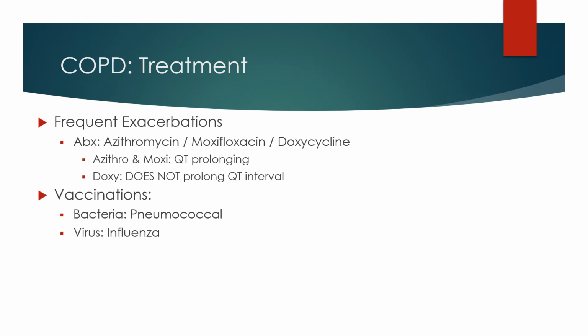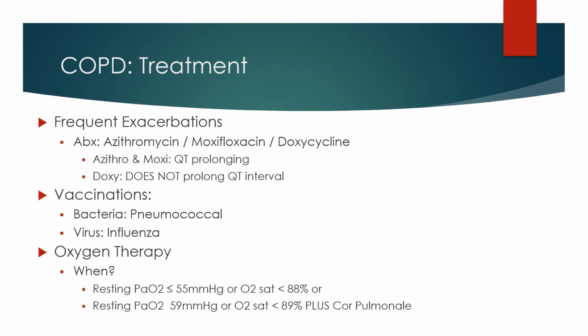Vaccinations, including pneumococcal and yearly influenza vaccine, should be given to all patients with a history of COPD. Oxygen therapy is used when the ABG reveals a PaO2 less than 55% or oxygen sat is less than 88%, or slightly higher levels when a patient has hypoxia plus cor pulmonale.